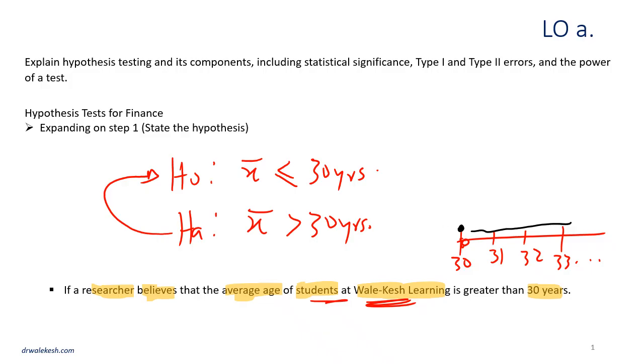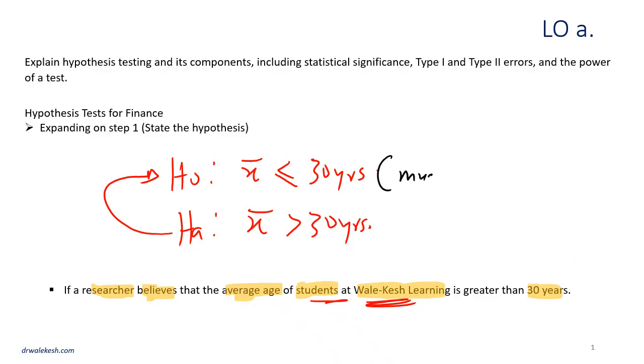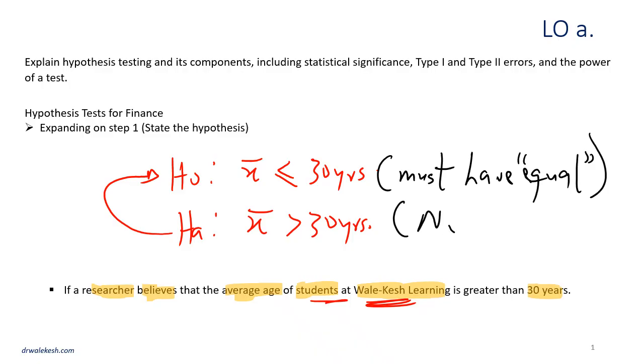It's also worth noting that when you are stating your null hypothesis, it must have an equal to sign. So you must state your null hypothesis in a way that it will have an equal to sign. And your alternative should never have an equal to sign. So that we are all on the same page.